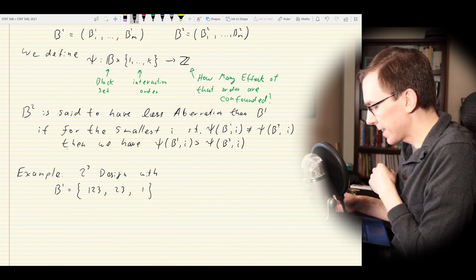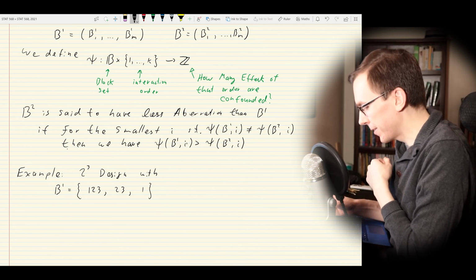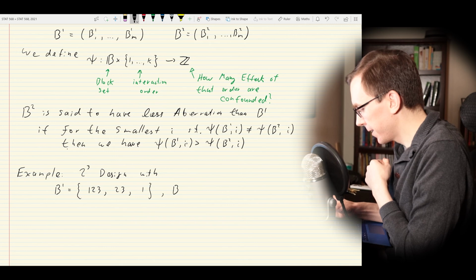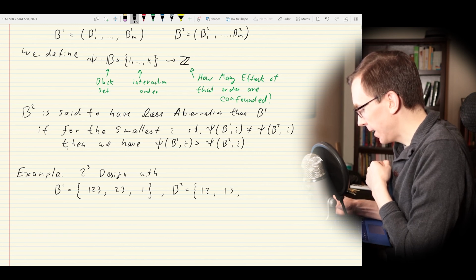Even though the 1 is kind of an extra add-on, we don't need to strictly write it in, since it's generated by the other two. But just to be clear, I will write it in. And then in the other case, we had a 1, 2, a 1, 3, and a 2, 3.